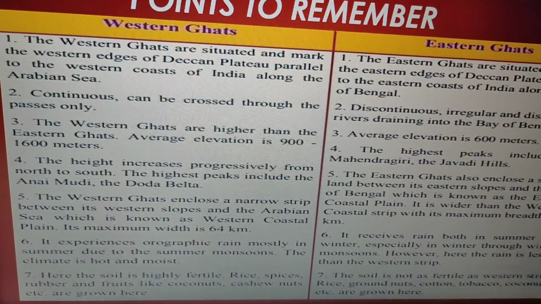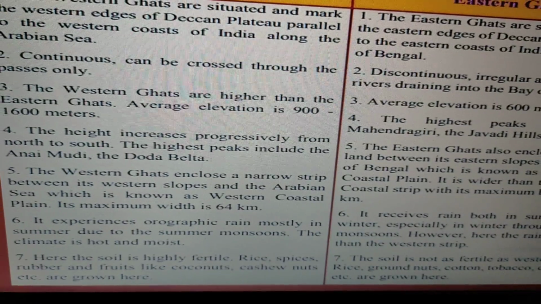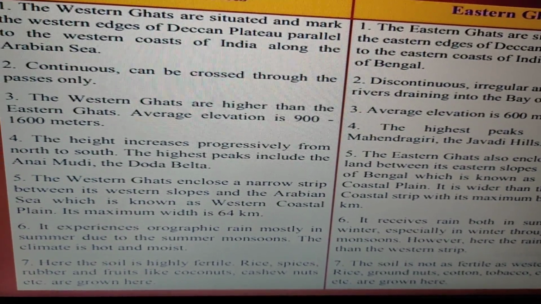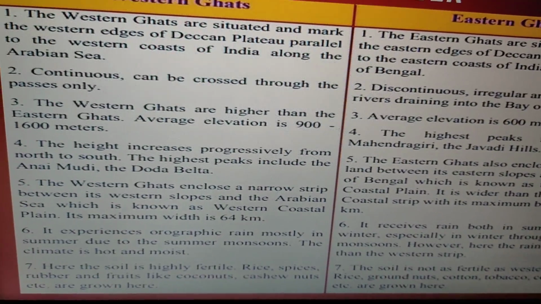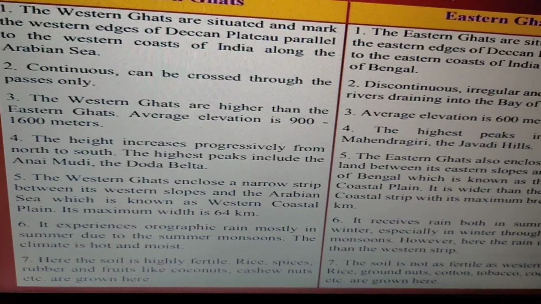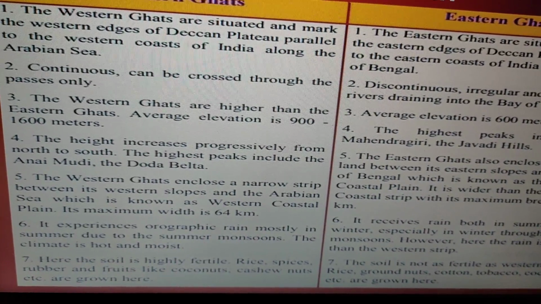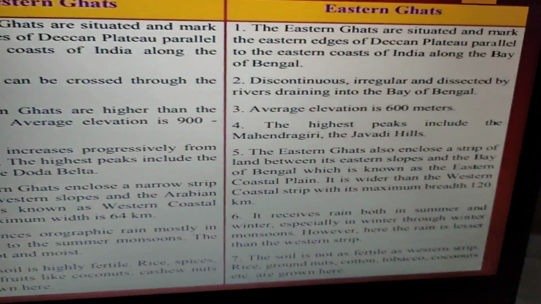Its maximum width is 64 km. It experiences orographic rain mostly in summer due to the summer monsoons. The climate is hot and moist. Here, the soil is highly fertile. Rice, spices, rubber, and fruits like coconuts, cashew nuts, etc. are grown.